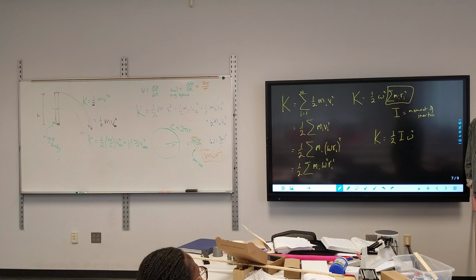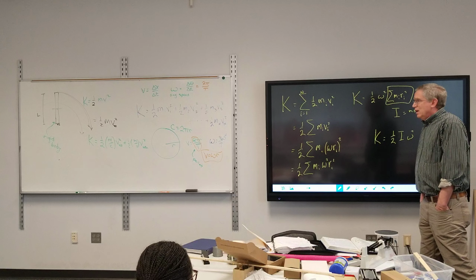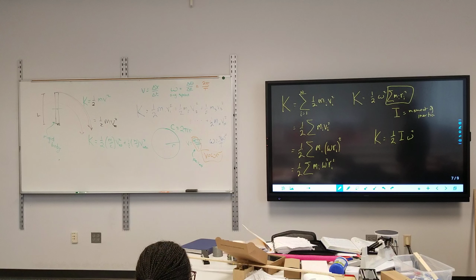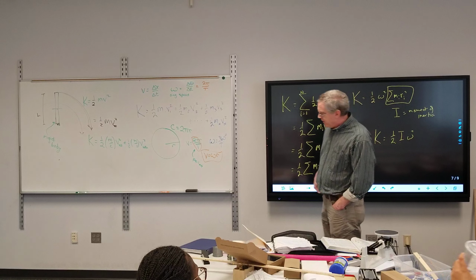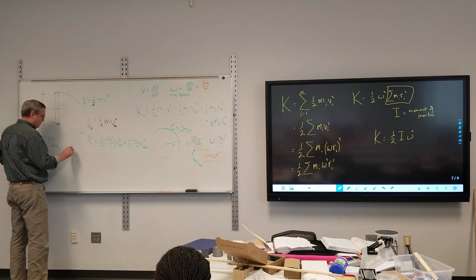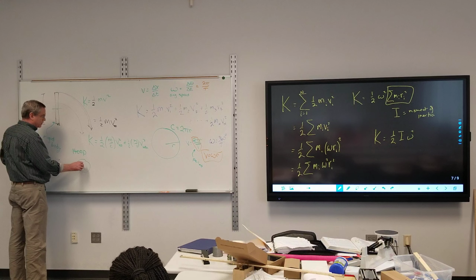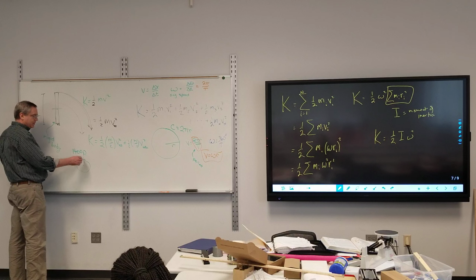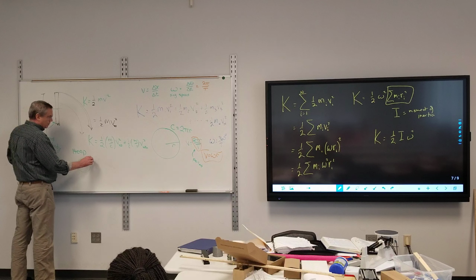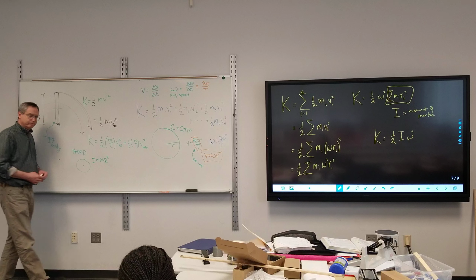Well, the bad news is, in order to find I for an object, you need calculus. The good news, somebody's already done that for you. Each shape of an object has its own special formula. For example, if I have a hoop rotating about the central axis, so I've got an axis right here, the moment of inertia is just the mass of the hoop times the radius of the hoop squared.